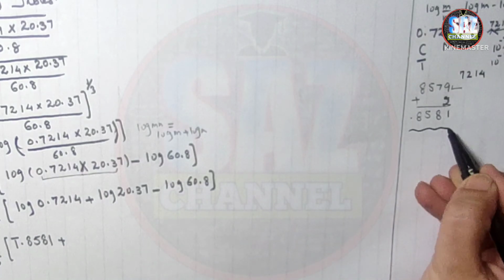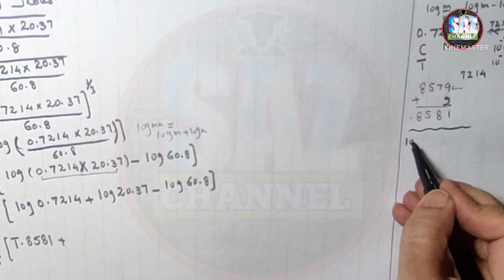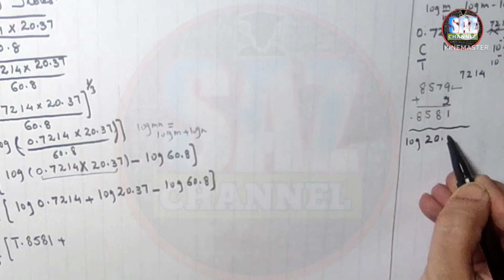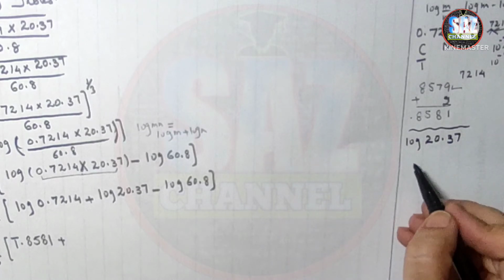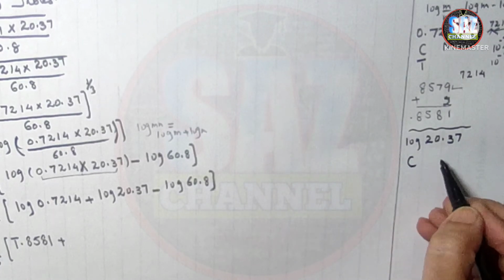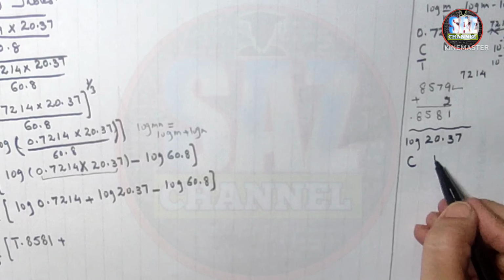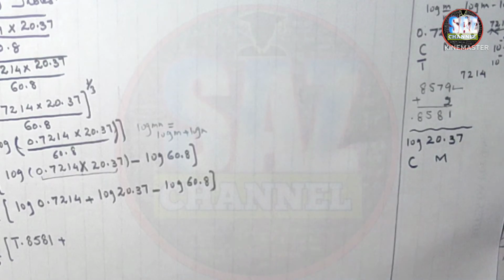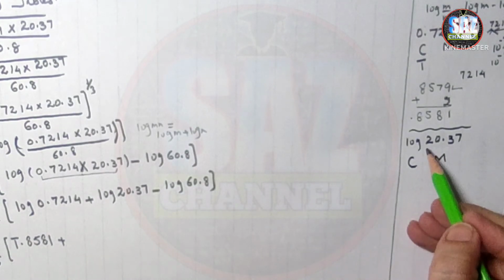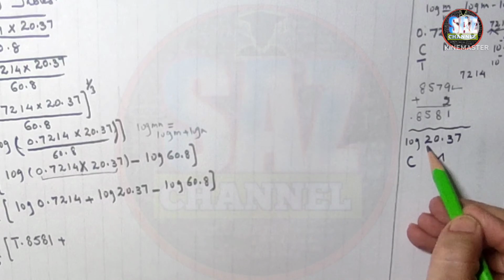Moving to the second part, that is log of 20.37. Again we have to calculate the characteristic and mantissa of this number. Now you can see that this number is greater than 1, and it has how many digits in the integral part? At this stage the students are too young, so they can get the idea that we have to check how many digits are before the decimal.